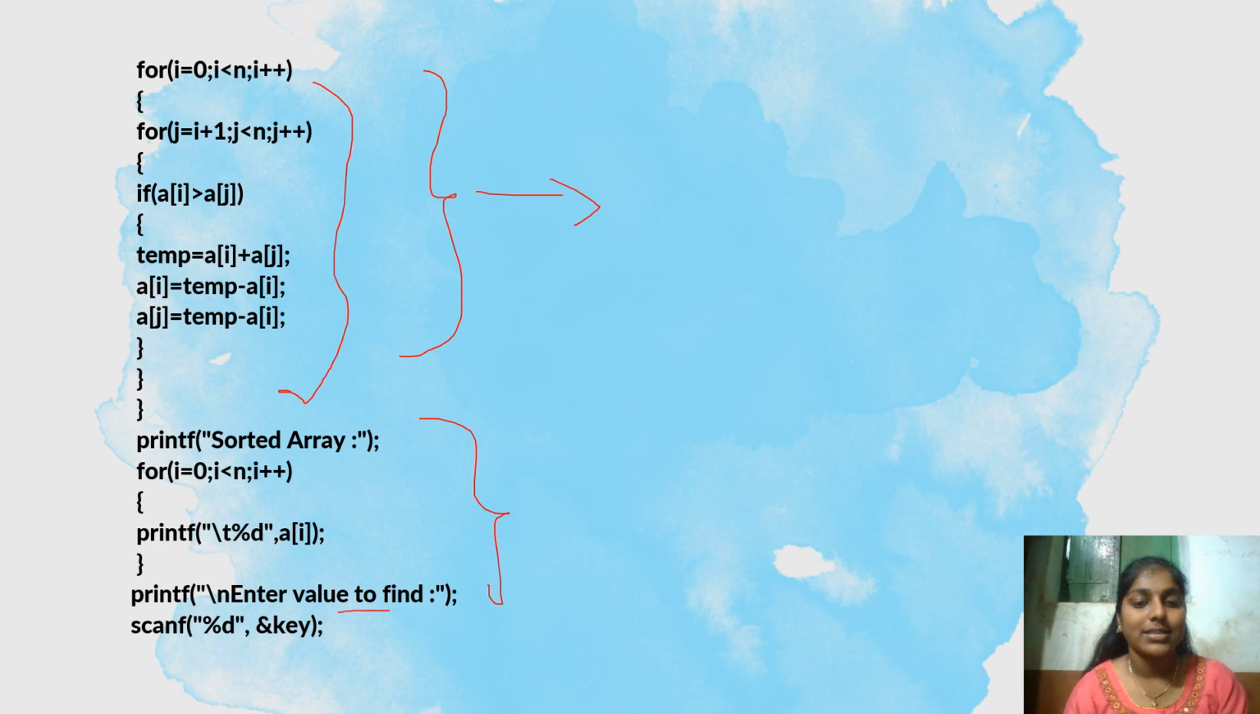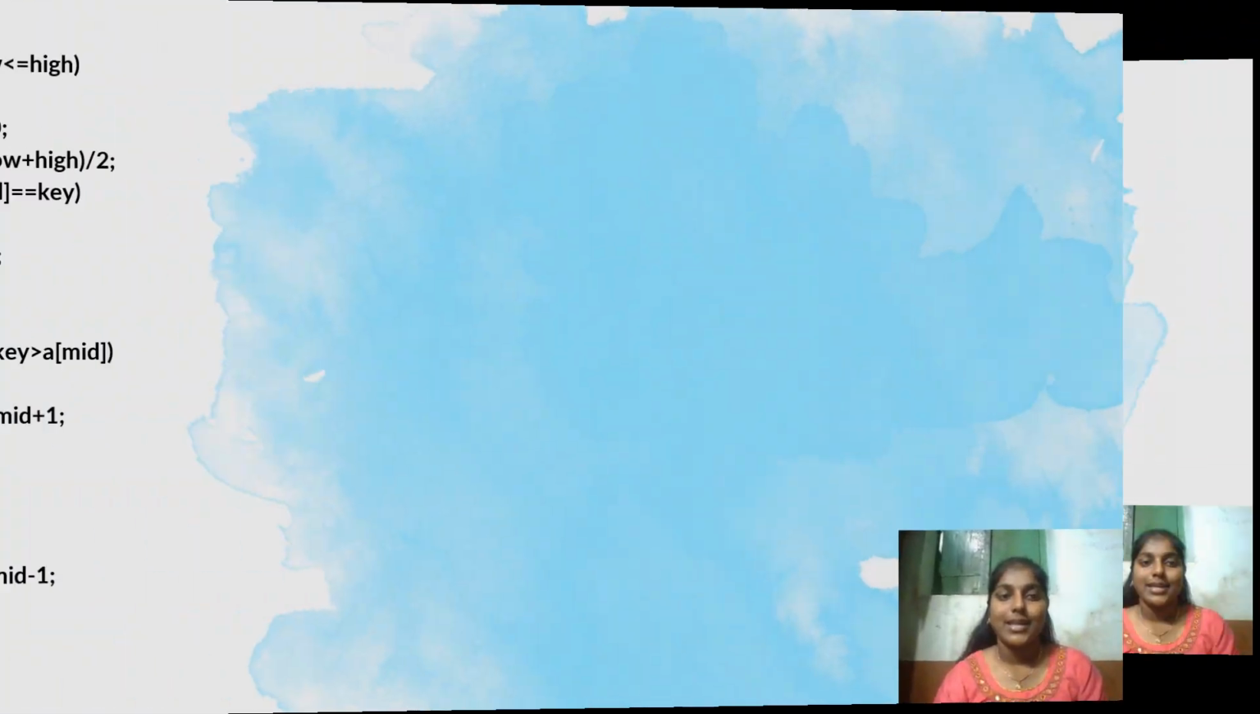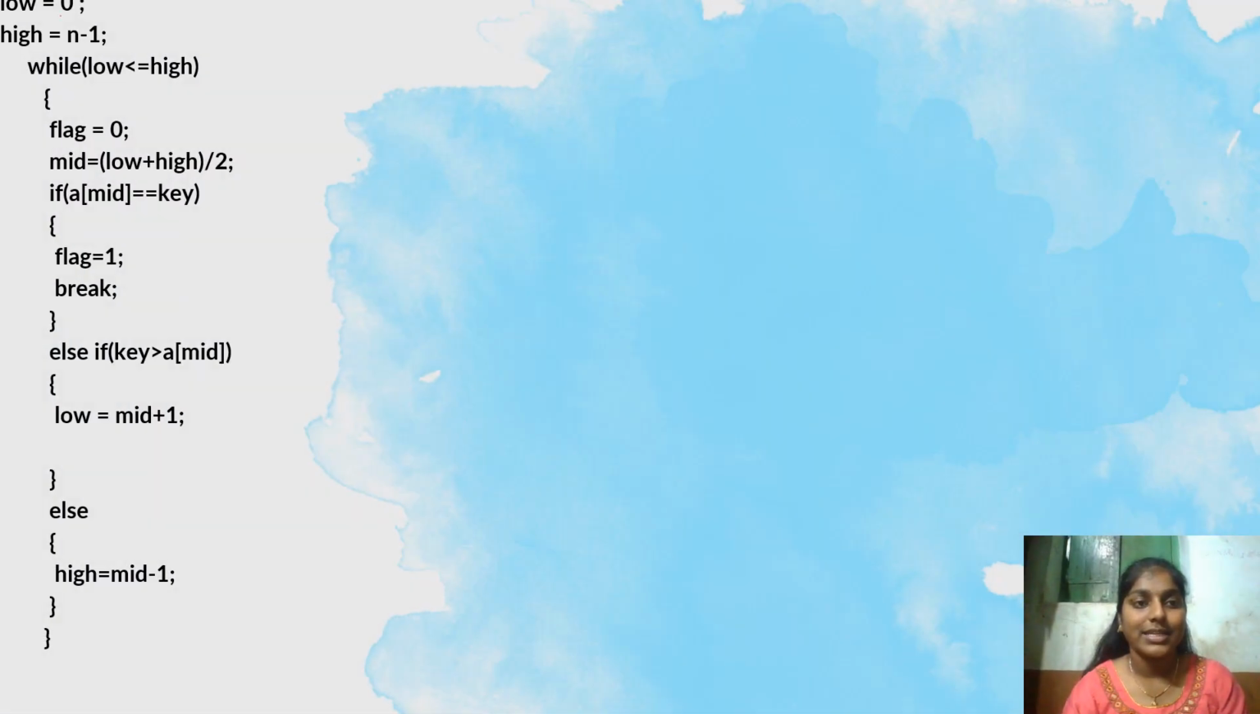Then I have asked the user to enter a value to find, meaning what particular value we need to find in the array. I have named it as key. Then I have assigned low, meaning the lower index, which is always 0 at the initial state, and high means n minus 1. And while low is less than or equal to high, I assign flag as 0, and I calculate the mid value.